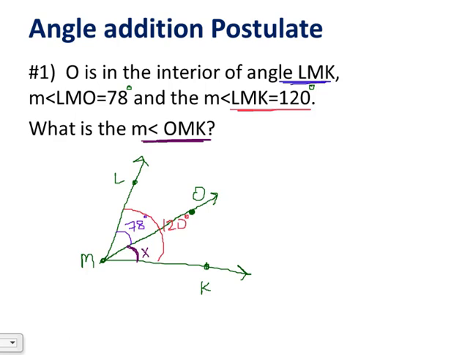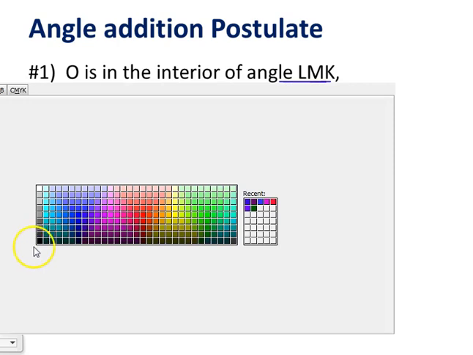So what do we know about the angle addition postulate? We know if we add the two smaller angles, so this one in blue and this one here, we should get the measurement of the entire angle. So let's do that. Let's set that up. So I'm going to do that in black.